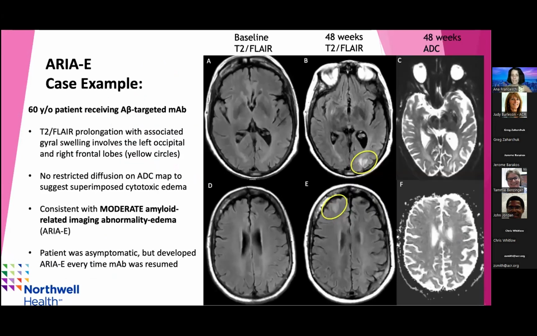So you can see here the baseline FLAIR on the left, and then in the middle, the FLAIR at 48 weeks, and then the corresponding ADC maps just to exclude the possibility of cytotoxic edema, and the DWIs were consistently negative. And you can see that the patient at 48 weeks has new FLAIR abnormalities in the left occipital and also in the right frontal lobe. And given the 2 separate locations, this was classified as moderate ARIA-E.